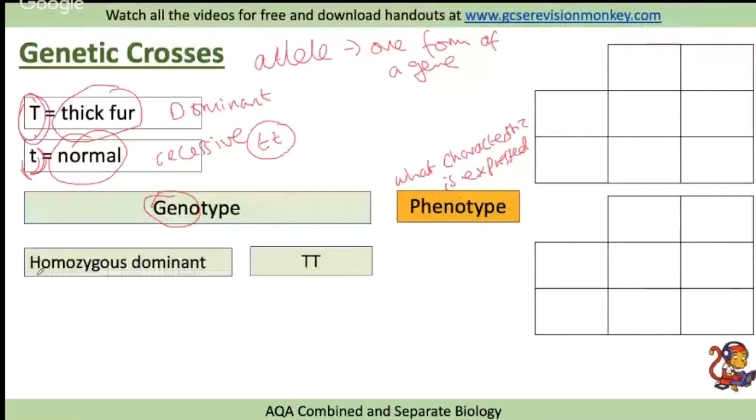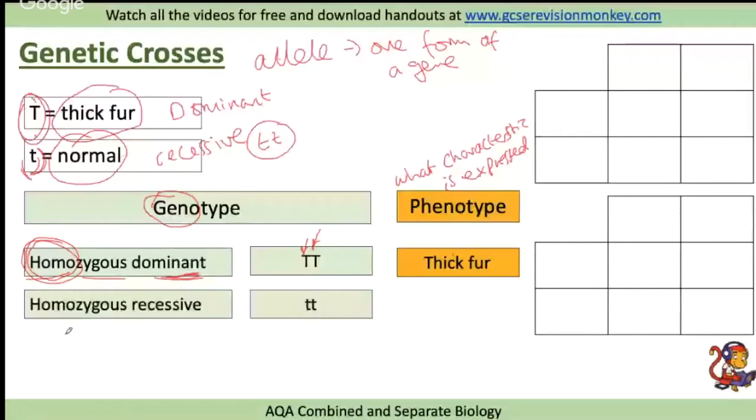So let's have a look for this one. Homozygous dominant. That means homo is the same, okay? So 2 of the same dominant. That would give a phenotype of thick fur in this case, because that's the dominant allele. Then homozygous recessive, which means 2 of the same, homo recessive, so 2 lowercase letters. And this is the only opportunity for you to get a normal fur mouse.